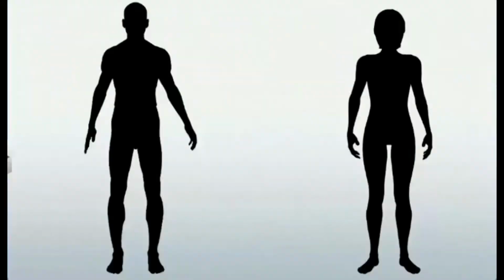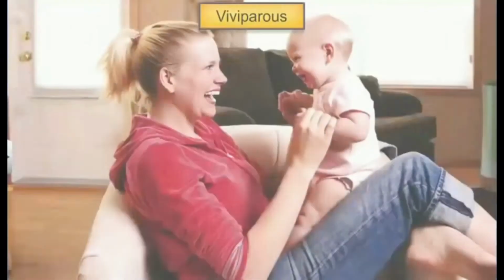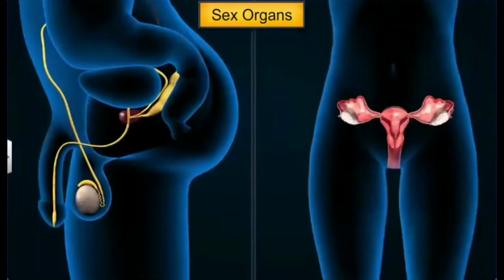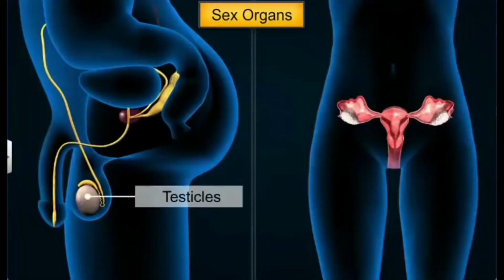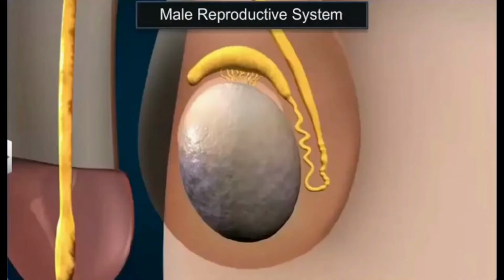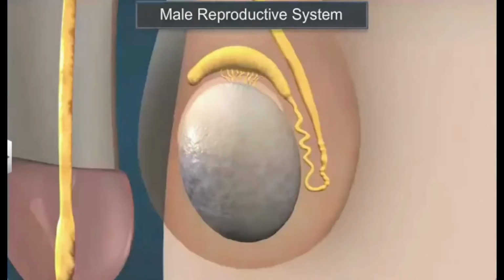Humans are unisexual and viviparous. The major reproductive organs include the external genitalia like the penis in males and vulva in females, along with a number of internal organs including the gamete-producing gonads like the testicles in males and the ovaries in females. Let us learn about the organs of the male reproductive system first.